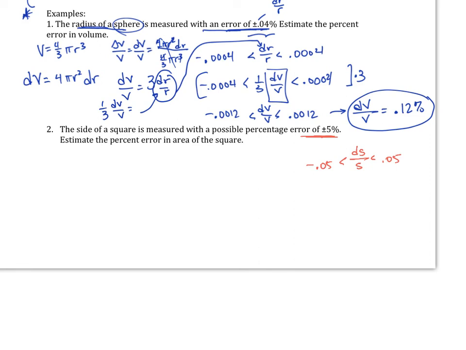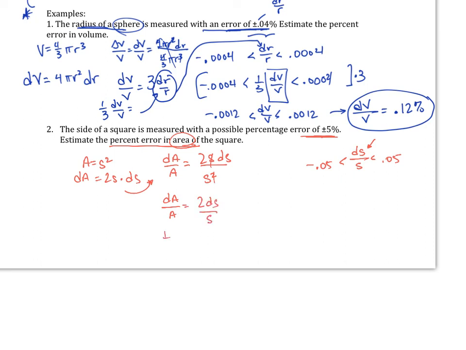All right, and we know we need to estimate the percent error in the area. We know the area of a square is side squared. So I can say dA equals 2s times ds, right? So if I wanted to get dA over A, I would solve for this, right? And I would plug in these values. That's what I'm looking for, the change in area over area, because here was the change in side over side. So this would be s squared on the bottom, and on the top I'd have 2s ds. This reduces with one of those to give me dA over A equals 2 ds over s.